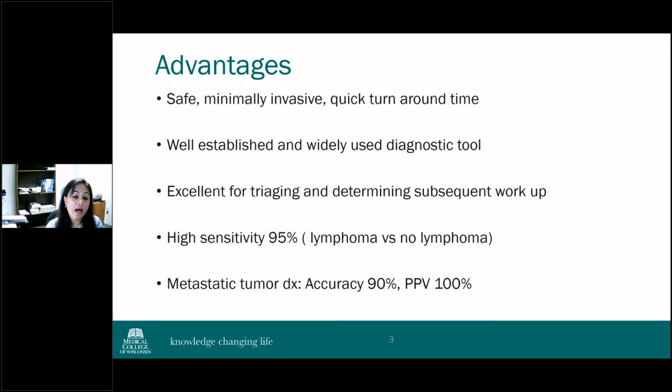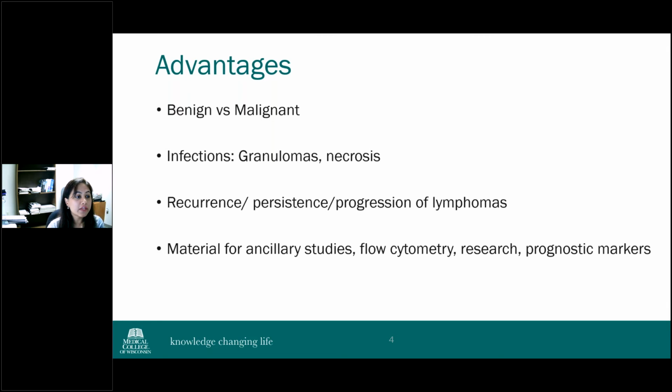Many studies attest to the high sensitivity of this technique for determining the diagnosis of lymphoma versus no lymphoma. Also, in cases of metastatic tumor, the diagnostic accuracy is almost 90%, and the positive predictive value is around 100%. The other advantages are that it can rapidly give us a diagnosis of benign versus malignant. Of course, there are cases in which it is challenging to even make that distinction, and we'll see once we go over our cases how we can go about approaching those.